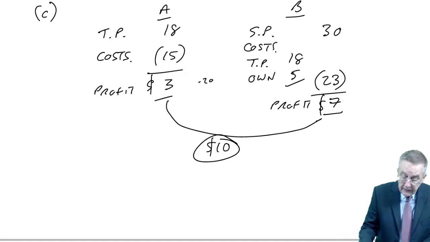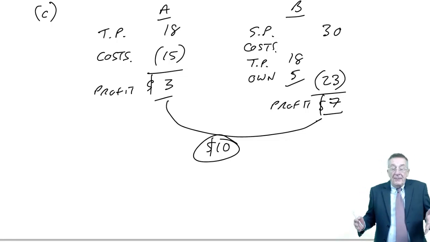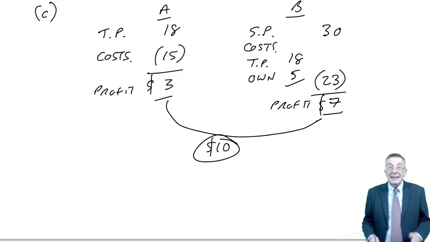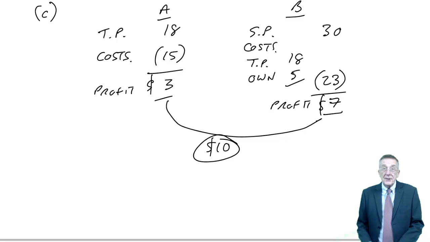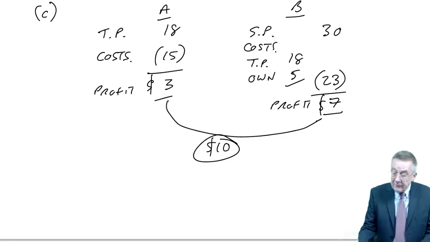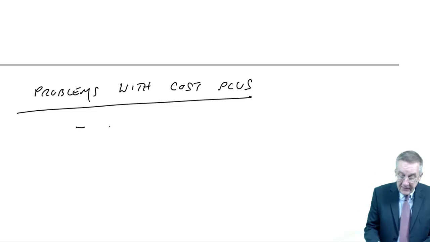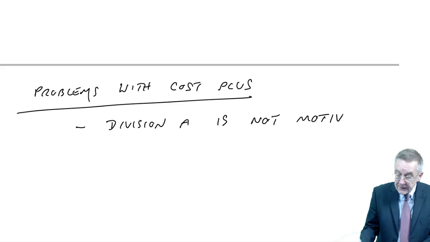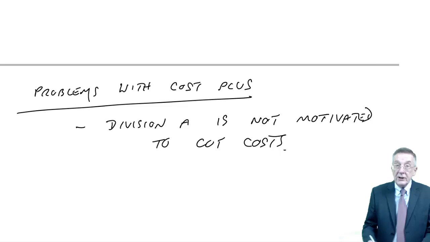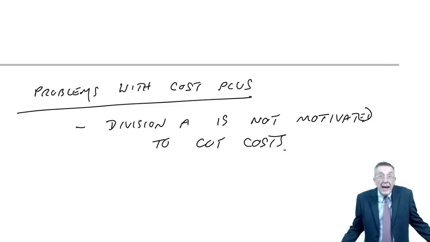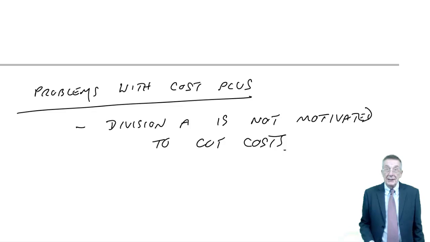But that's mad. We want A to have the incentive to cut costs, and yet again, if they cut the costs, they make less profit. We're actually motivating them to increase costs. And so that's the first reason why cost plus is actually not perhaps such a good idea. Division A is not motivated to cut costs. We're actually encouraging them, in a sense, to increase costs. It's the only way they can make more profit and be rewarded for it.